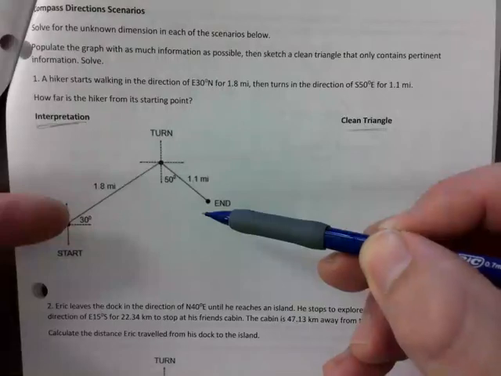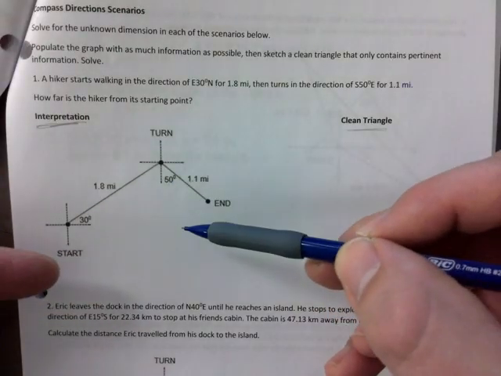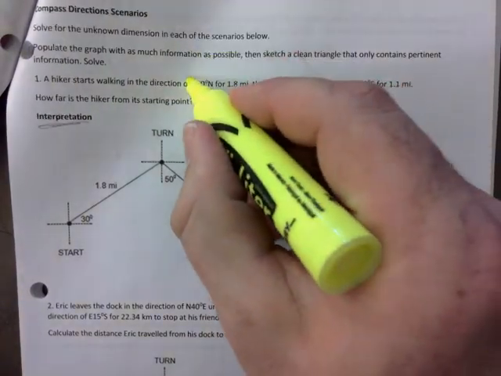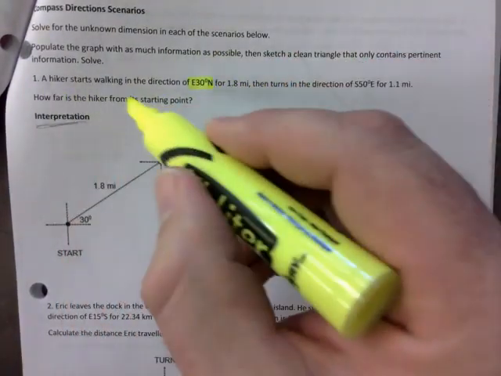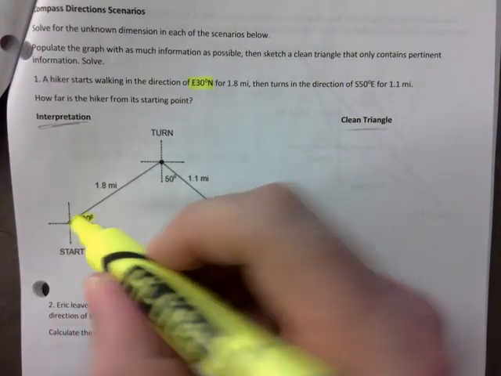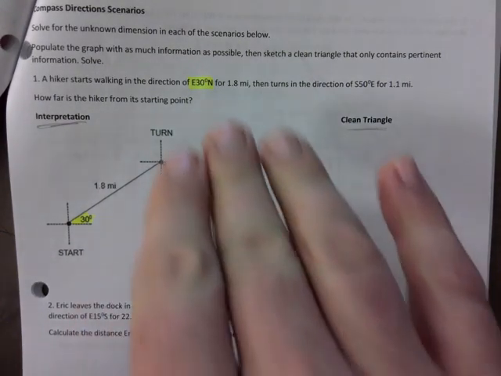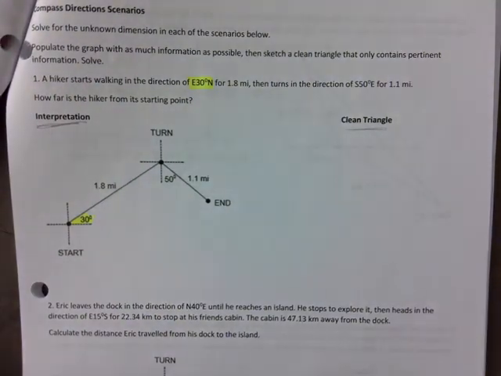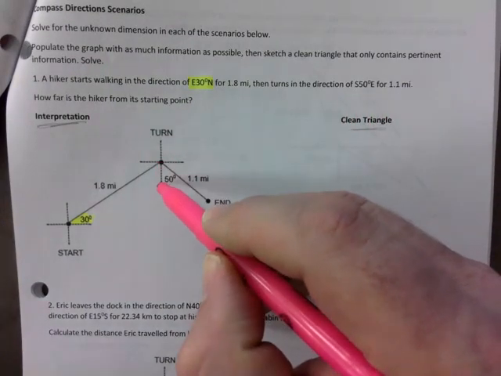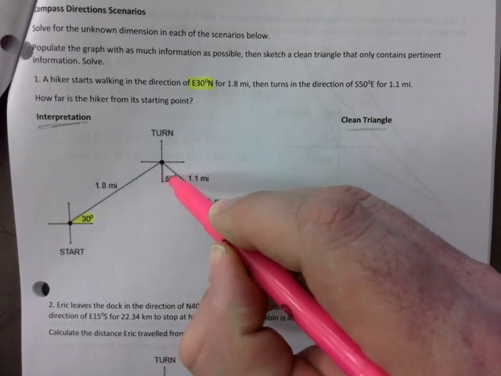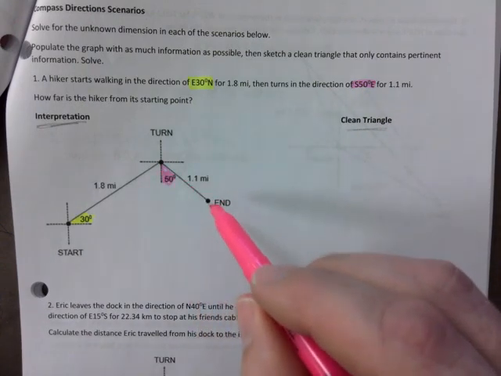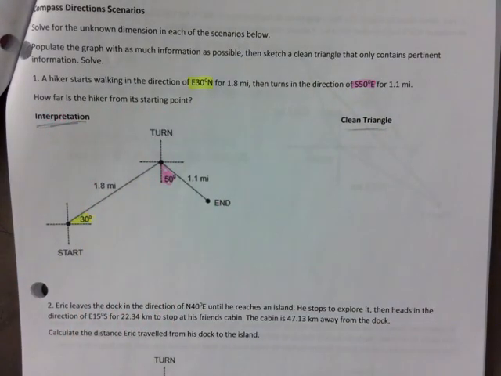Does it make sense how I set up my diagram? Maybe grab a highlighter and mark east 30 north. Where is that? I start walking, so I start east 30 north. So that's that angle right there. Okay, got it. For 1.8 miles, that one I don't think you need to highlight. And then it says turns in the direction south 50 degrees east. Okay, that's this one right here. So I've got the angle there and the distance. How far is the hiker from the starting point?